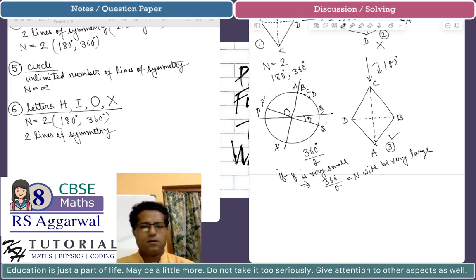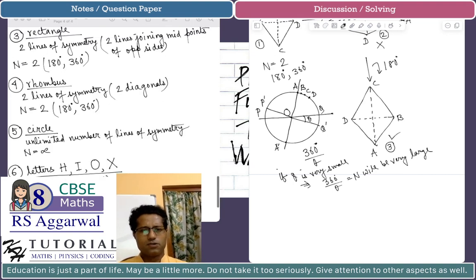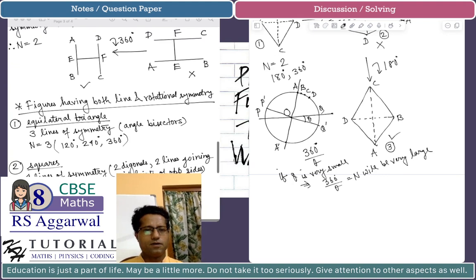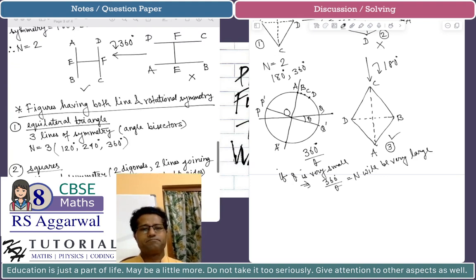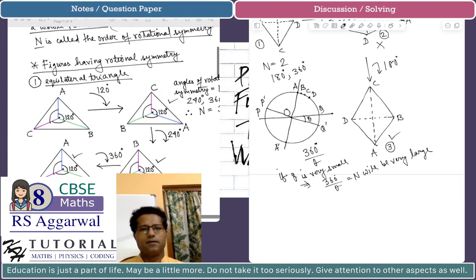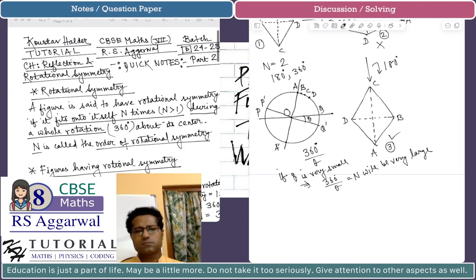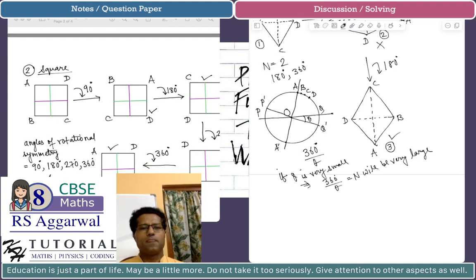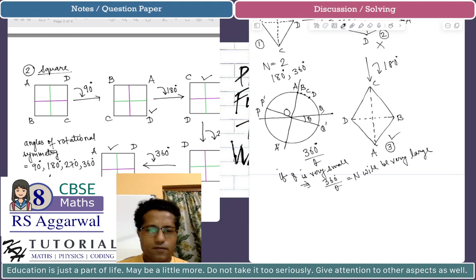Okay. So that was all about the rotational symmetry. I have discussed some figures which have both lines of symmetry and rotational symmetry, and figures having rotational symmetry like the letter H, rectangle, square, and equilateral triangle. So I hope these notes, whose link will be in the description below, will give you a better insight into how the order of rotational symmetry and the angles of rotational symmetry are obtained for a given figure.